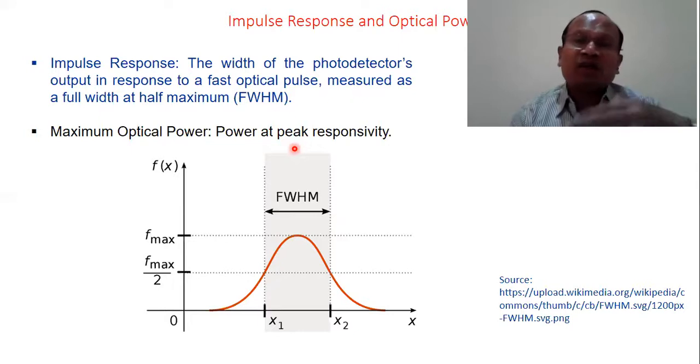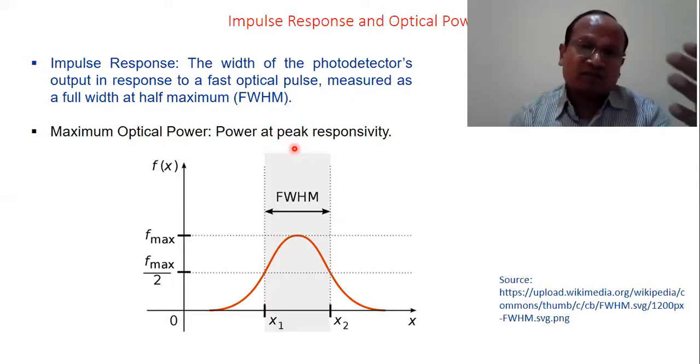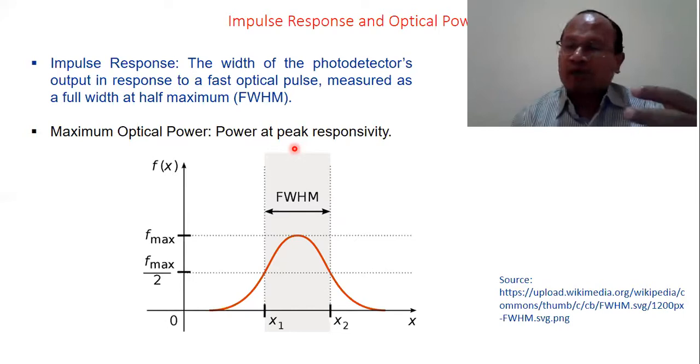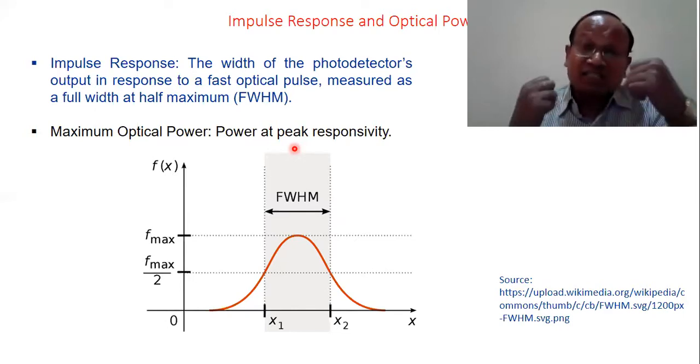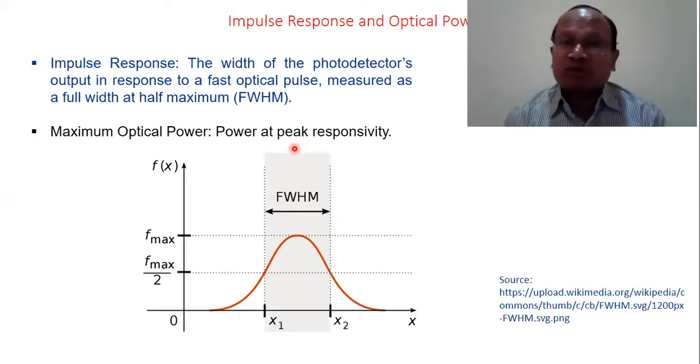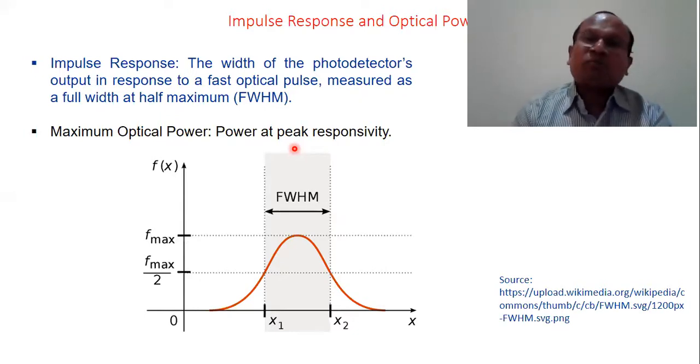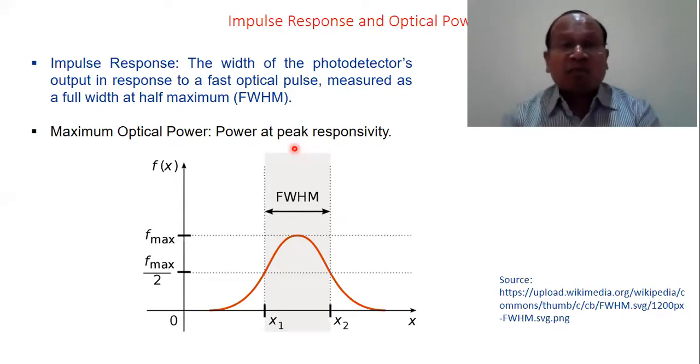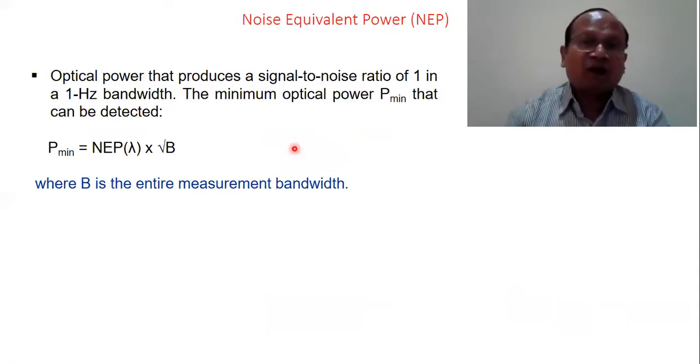Beyond that, there will not be any response. For whatever optical input power, there is a capability that only this much electrical output will be produced. Beyond that, it cannot be produced. So that's the peak responsivity. And at peak responsivity, whatever the power is, that power is called the maximum optical power.